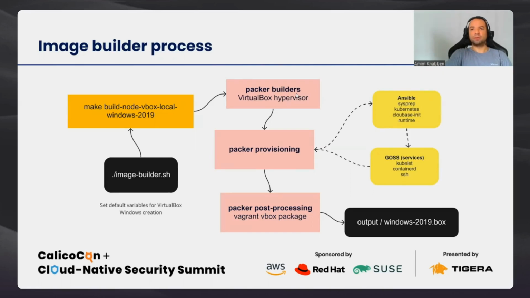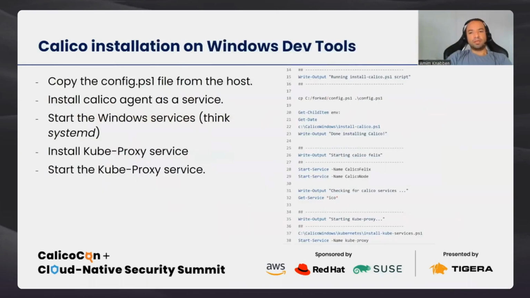So it installs Kubernetes, prepares the system, installs the Windows updates, cloud-base init, and the runtime. In sequence, goss is used to verify the services installed correctly. In the end, Packer post-processes the image and returns this VirtualBox package that can be used and imported inside the VirtualBox project. The installation is pretty straightforward.